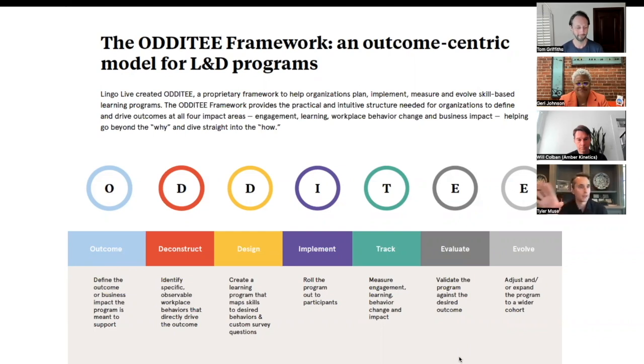So number one is outcome. This is speaking to level 4, like you mentioned, Tom, the business impact. What is the outcome or the business impact that the program's meant to deliver? And then the first D is really where I think the heavy lifting has to happen: working with L&D partners to deconstruct that outcome into key, specific, observable workplace behaviors. Kirkpatrick in his book talks about, what do you want managers to do or say? That's usually the behavior change that you're seeking.